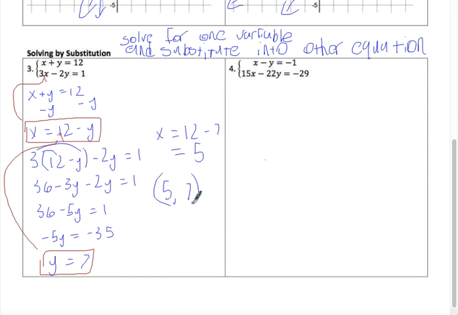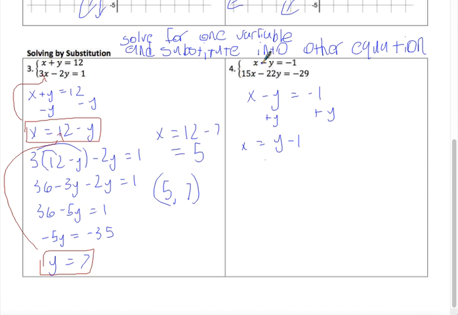In this one we have a slightly messier example with these large coefficients. But the same idea is going to apply. So let's take this first equation, x minus y equals negative 1, and solve for x, so I have x equals y minus 1. The reason I would use the first equation is that the second equation has these really large coefficients. In the first one, my coefficients are 1, so solving for x only took one step.